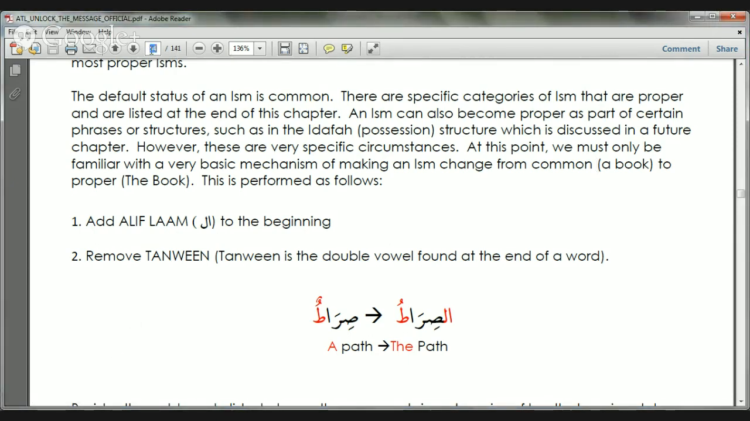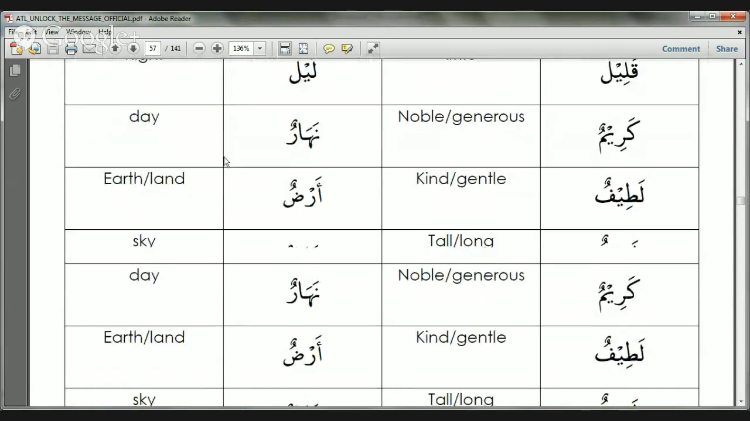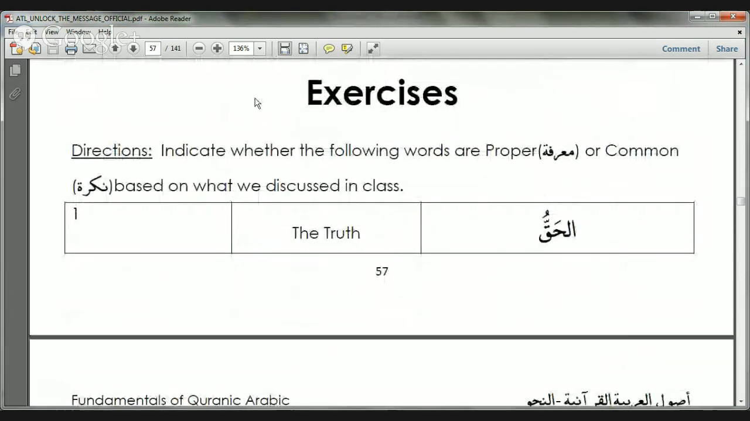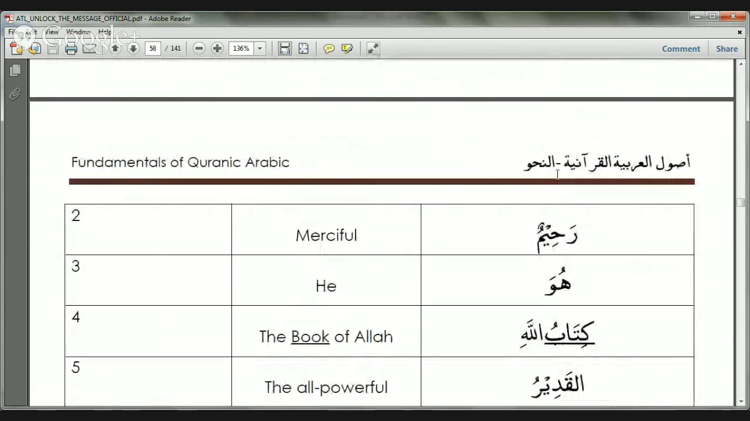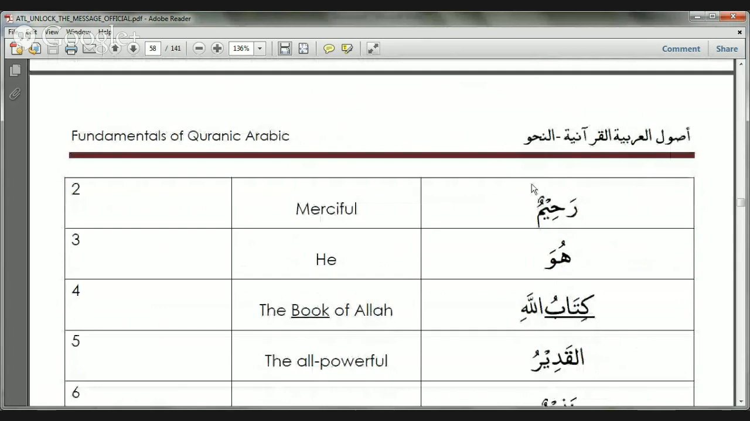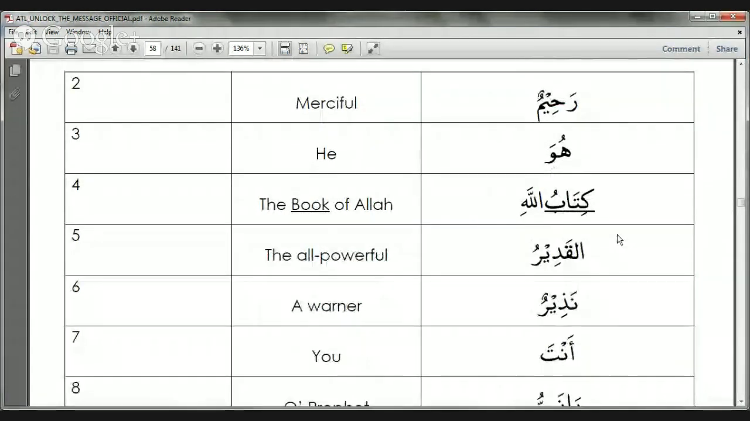Page number 57. Al-haqqu. Why? Alif lam. Good. Rahimun. Because there's no reason for it to be proper. Huwa. Proper. Good. Why? Pronoun. Very good. Kitabu and kitabullahi. Why? It's a mudaf. That's why. Mudaf. Yeah. Why was number 3 proper? It's a pronoun. Yeah.